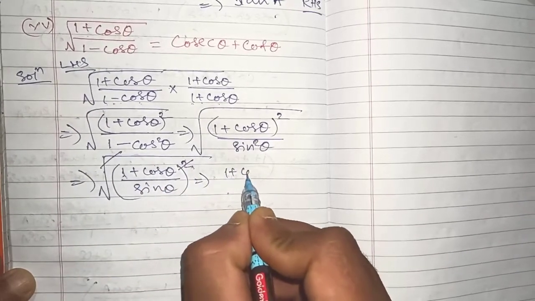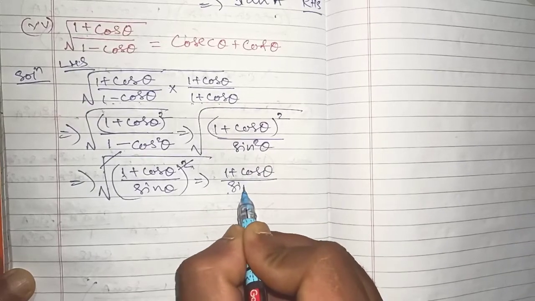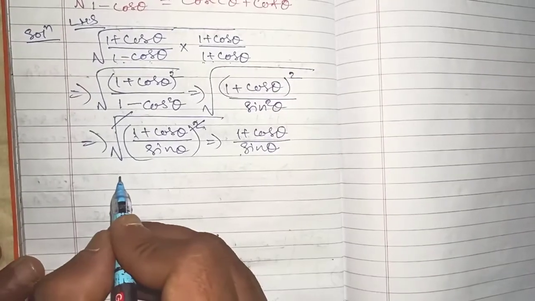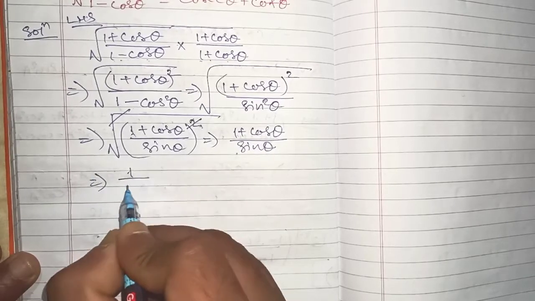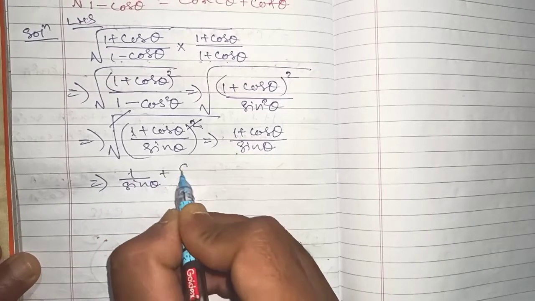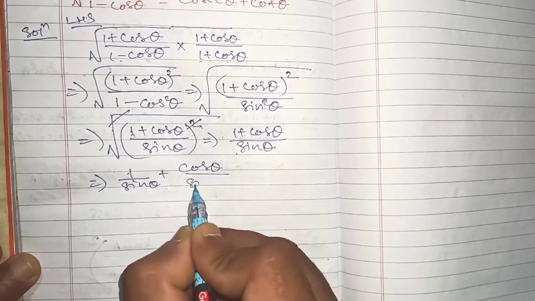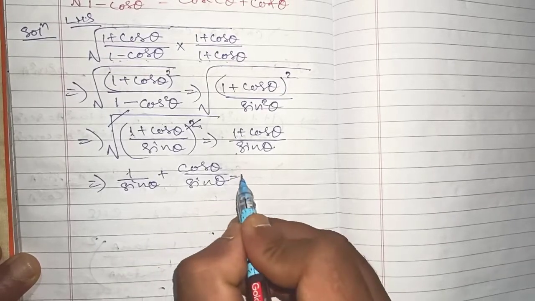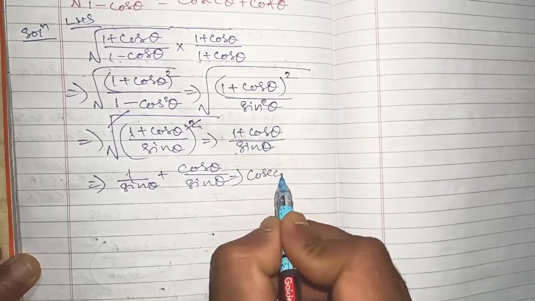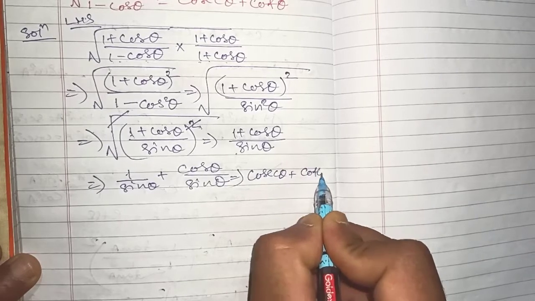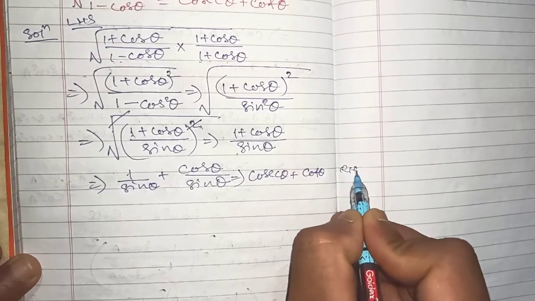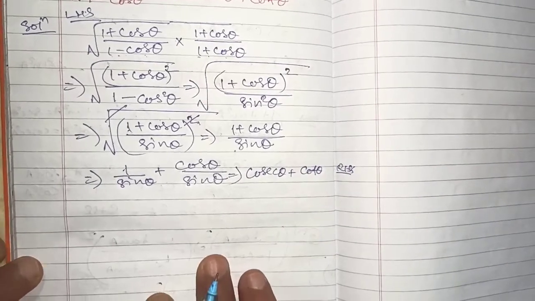Now 1 plus cos theta by sin theta. Now separate the numerators. 1 by sin theta plus cos theta by sin theta. So 1 by sin theta is cosec theta plus cot theta. This is our RHS.